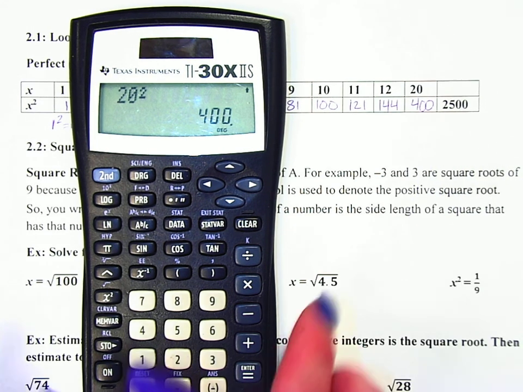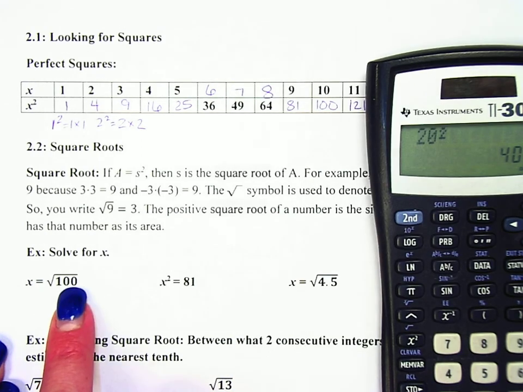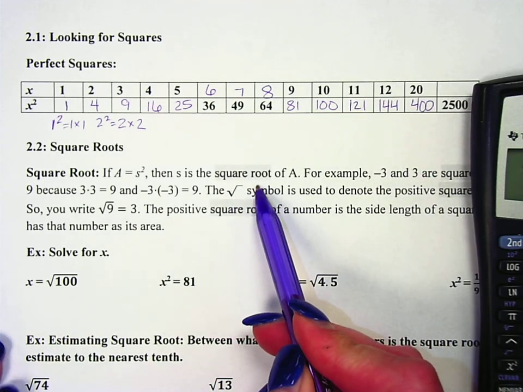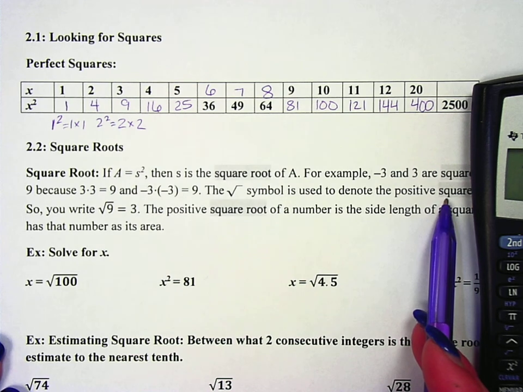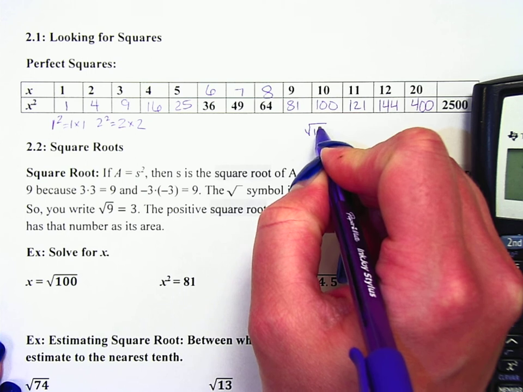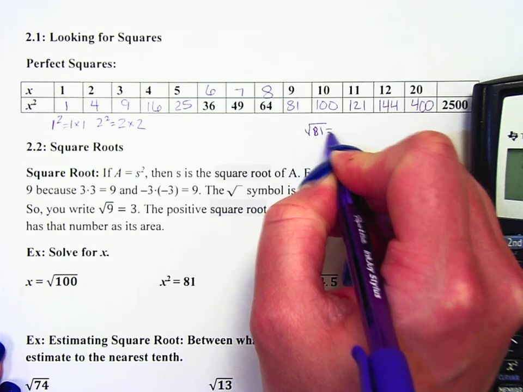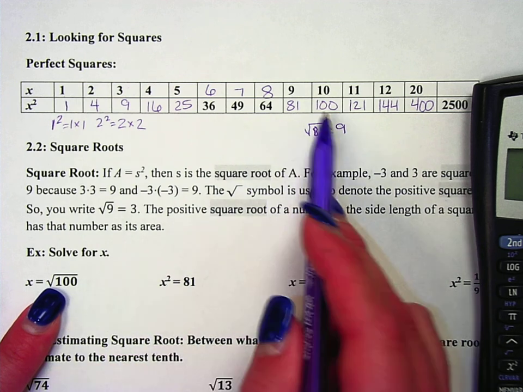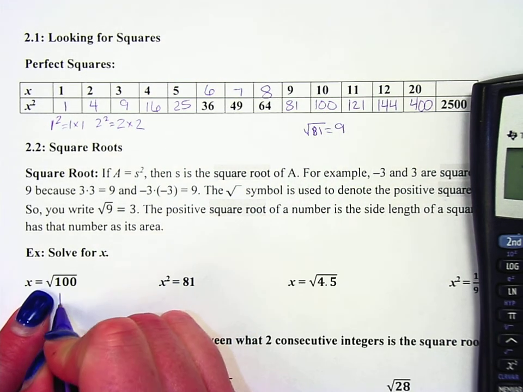Okay, that's where we're going to introduce this symbol right here. It's called our square root. This symbol denotes the positive squares that make that number. So for example, the square root of 81 right here equals 9. Or the square root of 100, when I'm looking at my table, is 10.